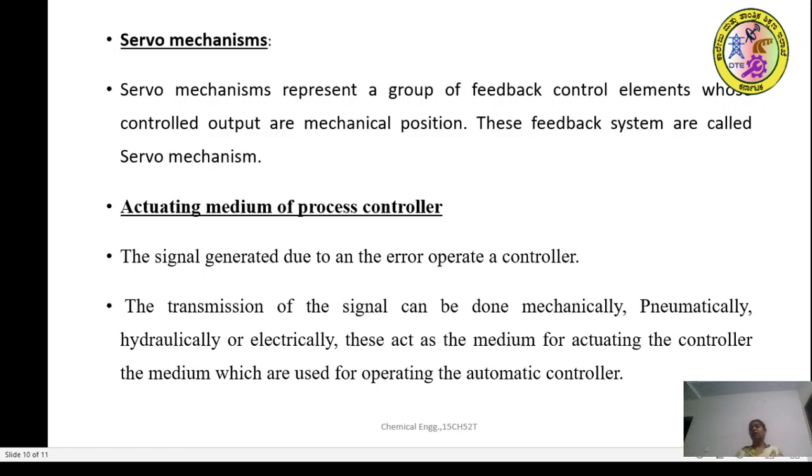The operation of the final control element, the valve, in an automatic controller can be done mechanically, pneumatically by the supply of air, hydraulically by the supply of water, or electrically by the supply of electrical power. That is what we call the actuating medium of the process controller.